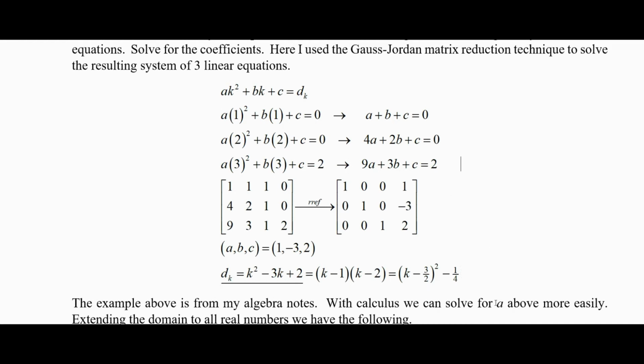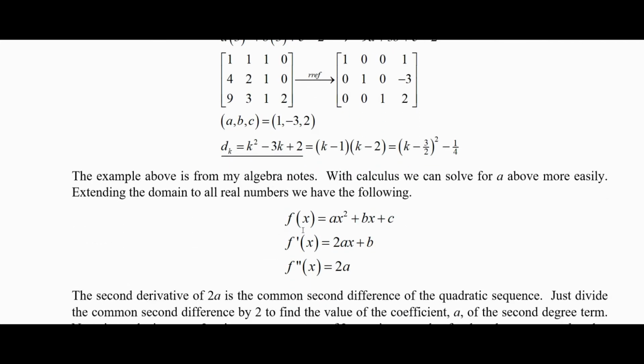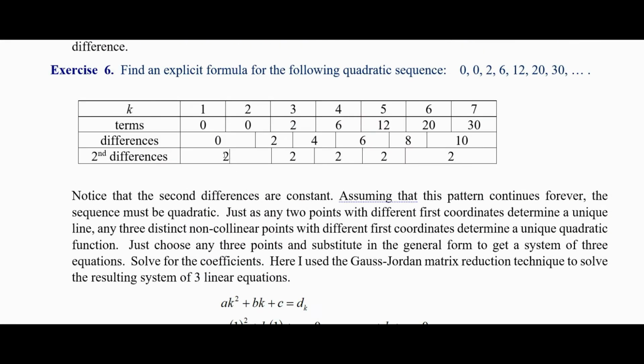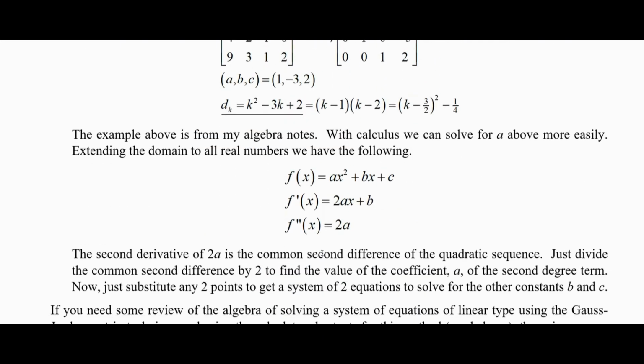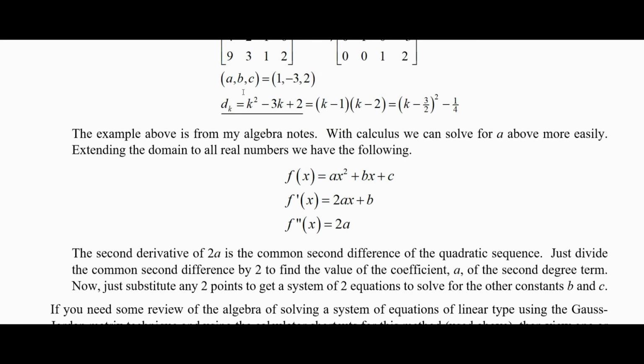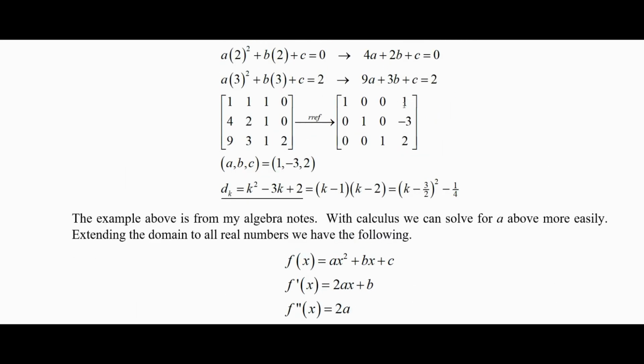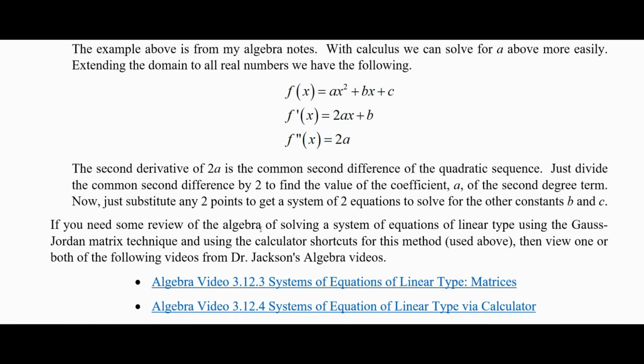Now that's an example that I pulled from my algebra notes. In calculus, we could have solved for a little bit more easily, or at least differently, by extending the domain to all real numbers. We have f of x equals ax squared plus bx plus c. F prime is 2ax plus b, and f double prime is 2a. So we know f double prime is that second difference of 2. So 2 equals 2a. That tells us a has to be 1, which agrees with what we had here. So we can do that, then put in what's left to get 2 equations and 2 unknowns to solve.